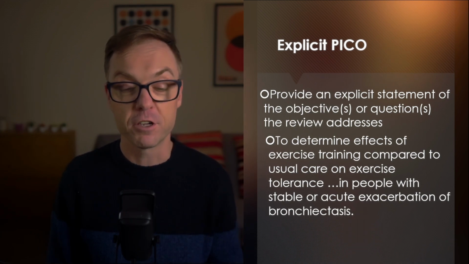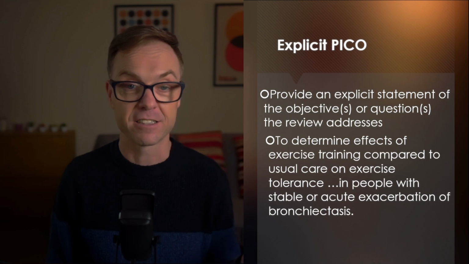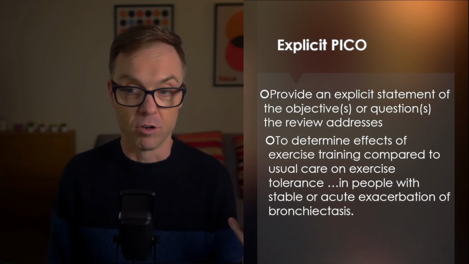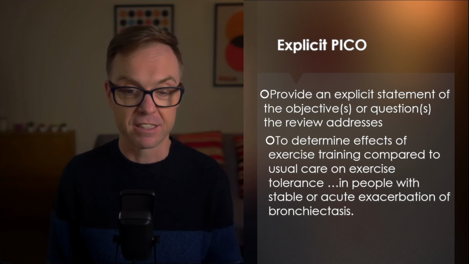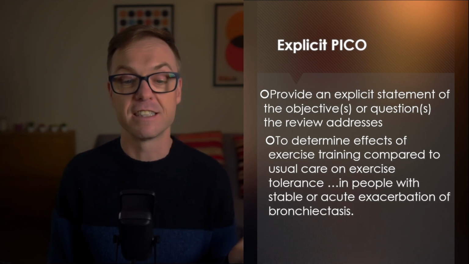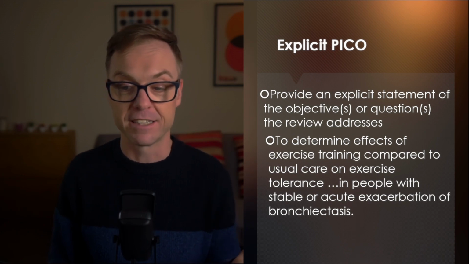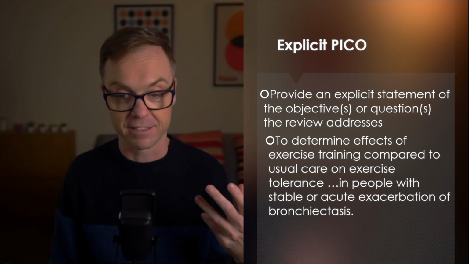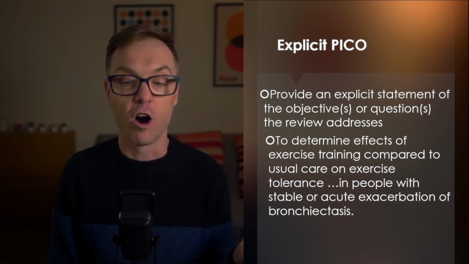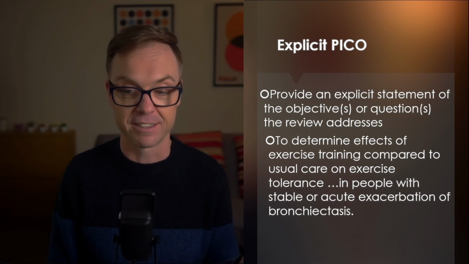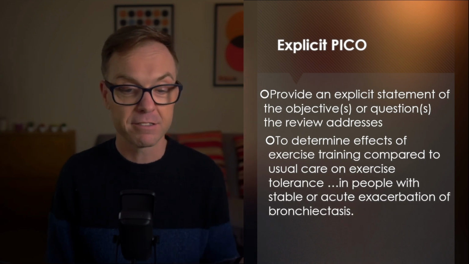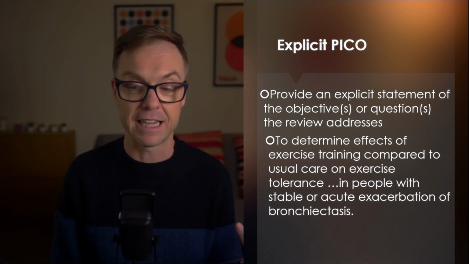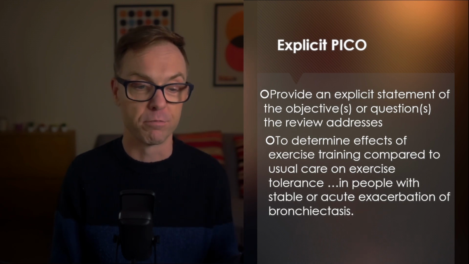So, from a review that I'm interested in, the effects of exercise training for bronchiectasis, their explicit statement of the objectives is as follows. To determine effects of exercise training compared to usual care on exercise tolerance, that's the primary outcome. Quality of life, that's another primary outcome. Incidence of acute exacerbations and hospitalizations. Respiratory and mental health symptoms, physical function, mortality, and adverse events in people with stable or acute exacerbation of bronchiectasis.